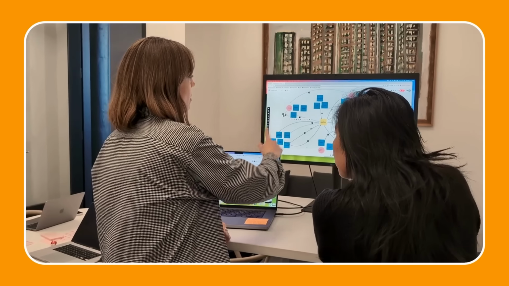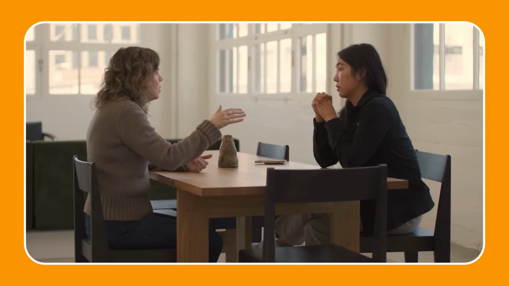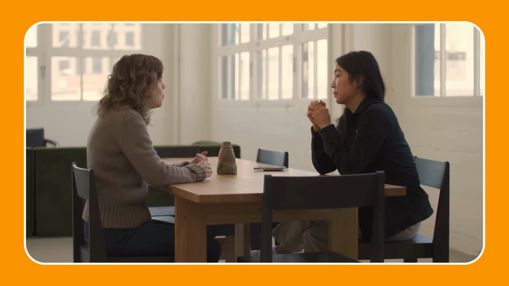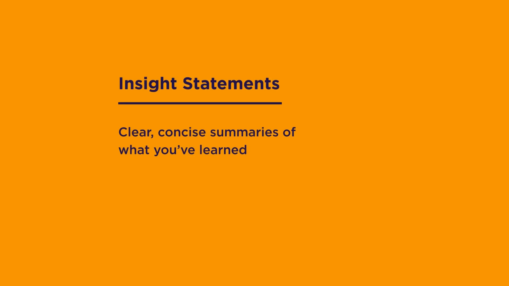What surprising themes keep coming up? What challenges are people facing again and again? One way to do this is by creating insight statements, clear, concise summaries of what you've learned. But an insight is not just an observation or a new fact. It's something that shifts your perspective, reveals an unmet need, or sparks a fresh way of thinking.